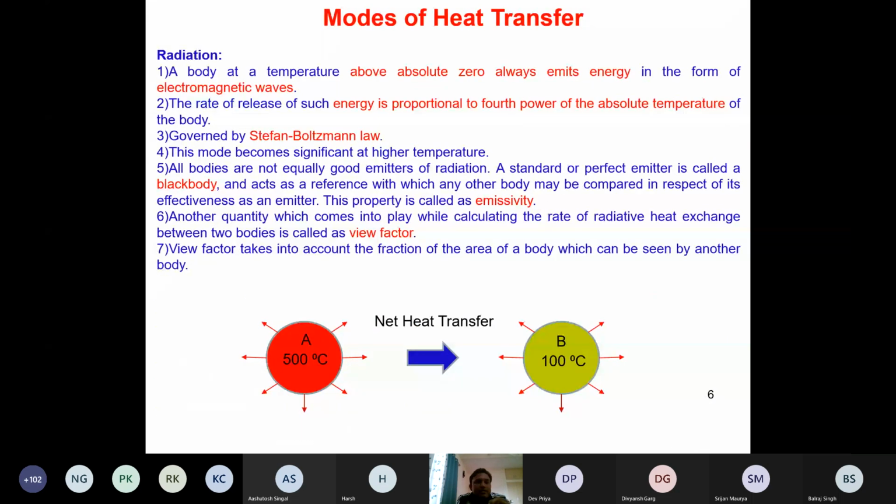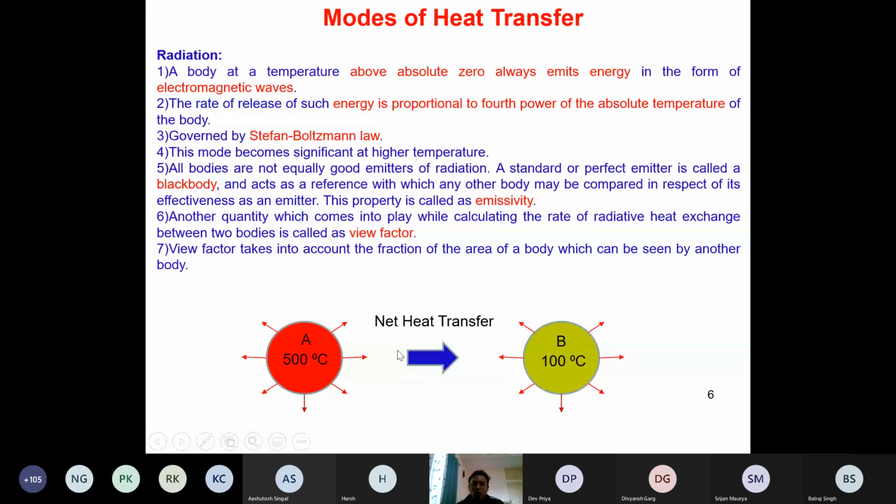The last mode is radiation. Radiation again does not require a medium. The radiation heat transfer is proportional to the fourth power of the absolute temperature. That is the Stefan-Boltzmann law. Again, it depends on two important things. One is the emissivity and the other is the view factor. Emissivity is compared with respect to a standard, and the standard is referred to as a black body. A black body has an emissivity equal to 1. View factor takes into account the fraction of the area of the body which can be seen by the other body.